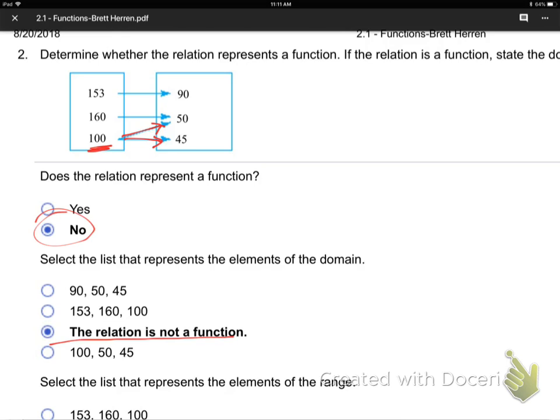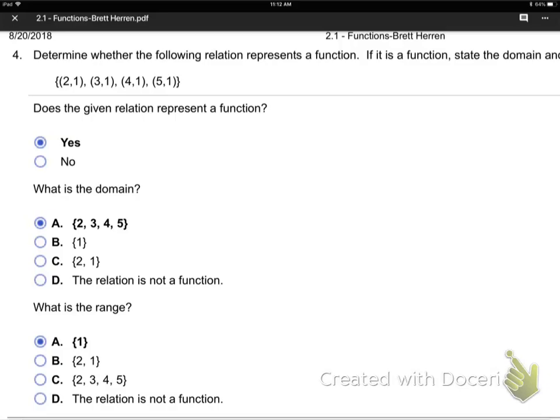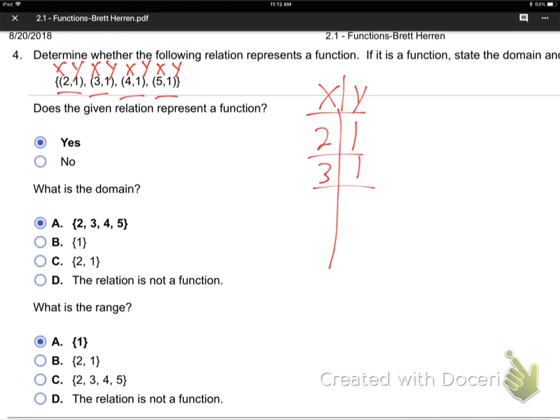All right, moving right along. So they're giving me a bunch of points: 2-1, 3-1, 4-1, 5-1. Remember how ordered points go. The first one is x, and the second one is y. x, y, x, y, x, y. I think it's easier to see it vertically, so I'm going to write it that way. 2-1, 3-1, 4-1, 5-1. So the question is, is that a function?